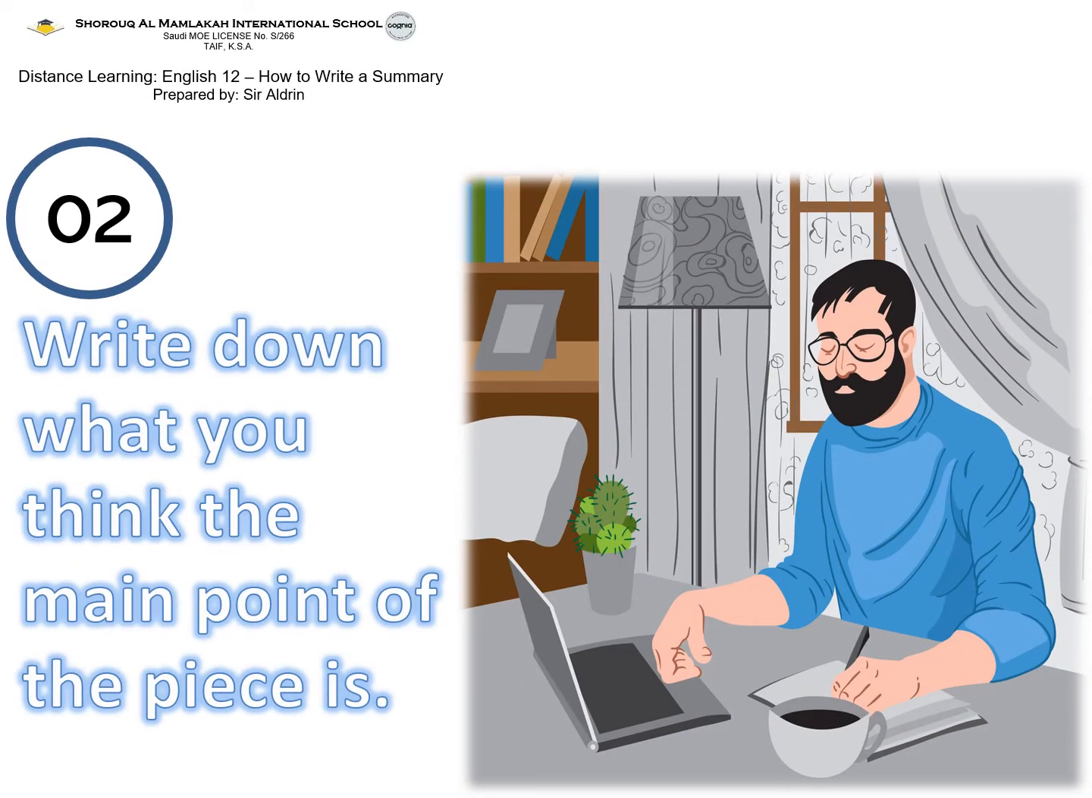Next, write down what you think the main point of the piece is. This will help you start to put the piece's arguments in your own words. You can also ask yourself what point or points or themes come up throughout the entire piece. The title can also give you a tip as to the main point of the piece.